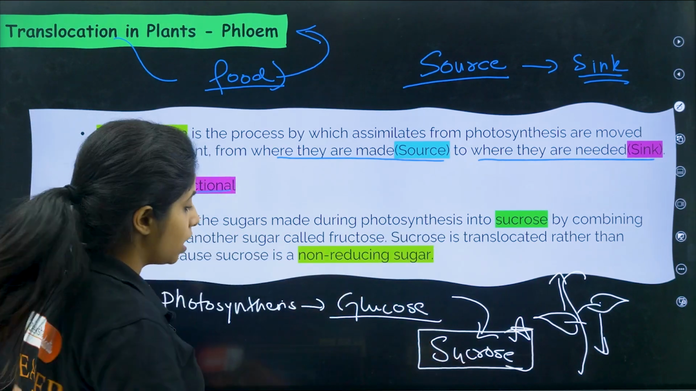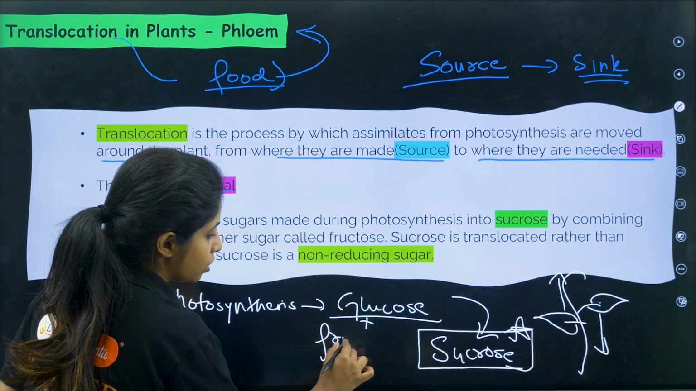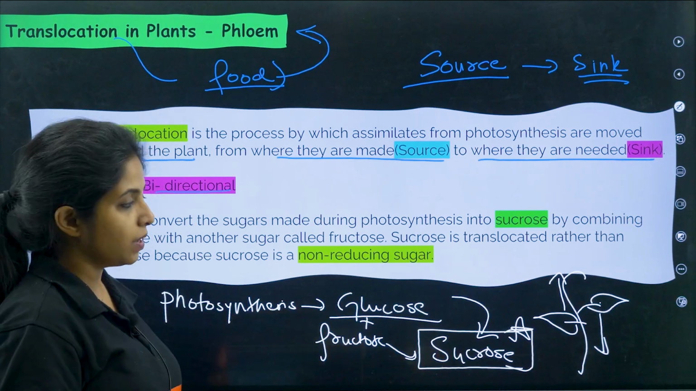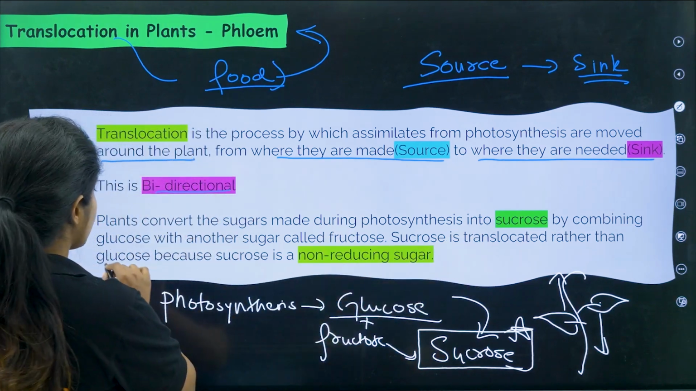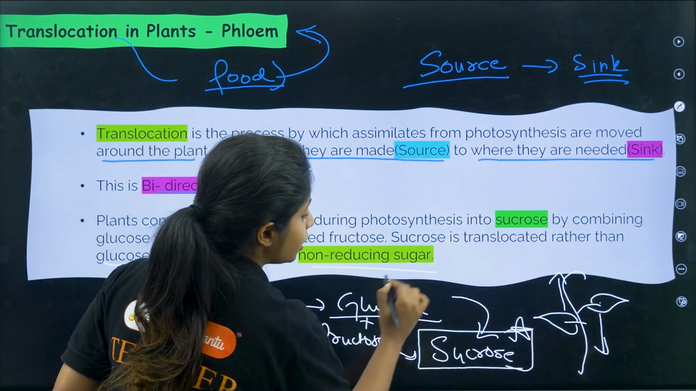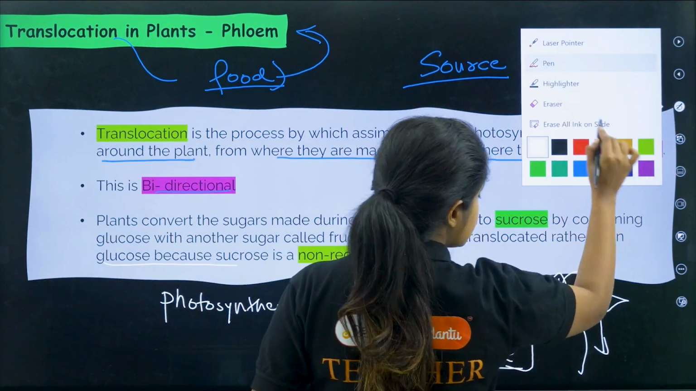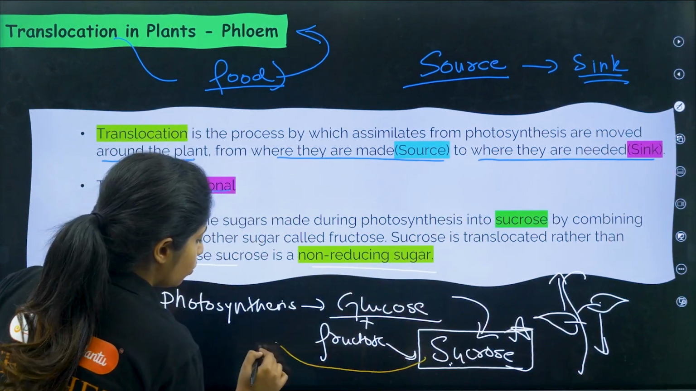How do you get sucrose, children? When you combine glucose with another sugar which is known as fructose, you get something that is known as sucrose, and sucrose is more stable. So sucrose is transported rather than glucose because sucrose is non-reducing sugar. This sugar that you see over here, that is sucrose, children.